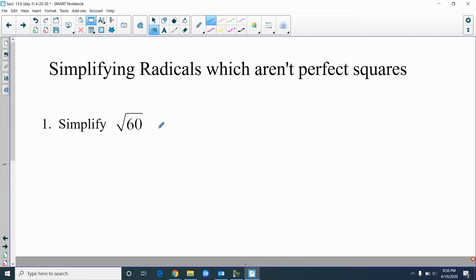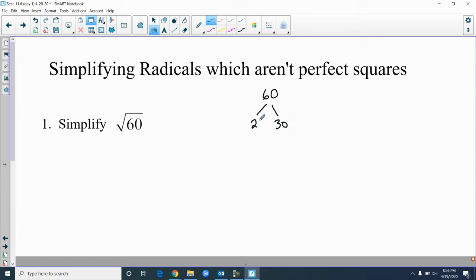All right, now we are on your guided notes here. And this is how we simplify radicals. The first one we're going to do is square root of 60. The easiest way to learn this is to do a factor tree to begin with. So you want to take 60 and break it down into its prime factors. Now you can start with 2 times 30, you can start with 4 times 15, you can start with 6 times 10. It doesn't matter. We're going to end up with the same thing.